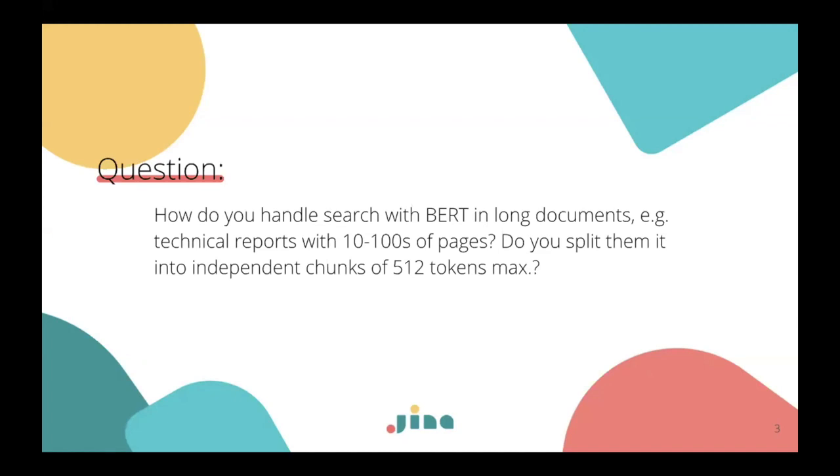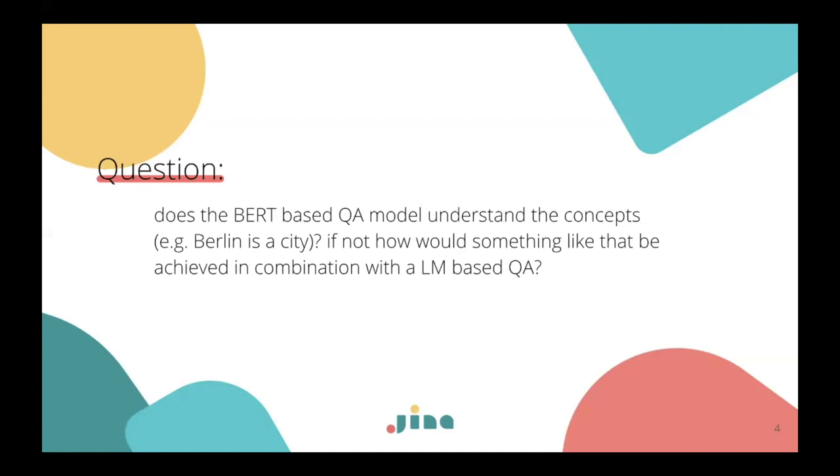Okay, here comes the last question, and then it's Hans' turn. Does the BERT-based QA model understand concepts? For example, Berlin is a city. If not, how would something like that be achieved in combination with LM-based QA?